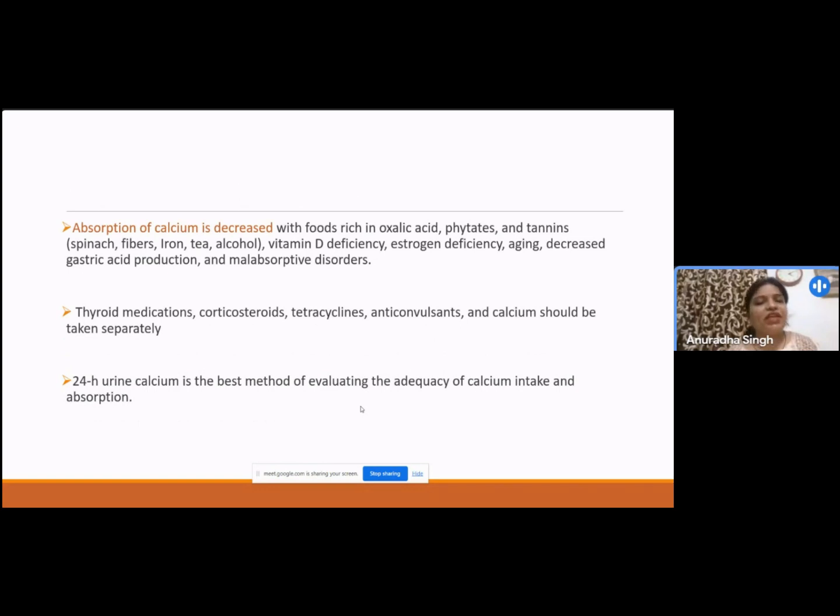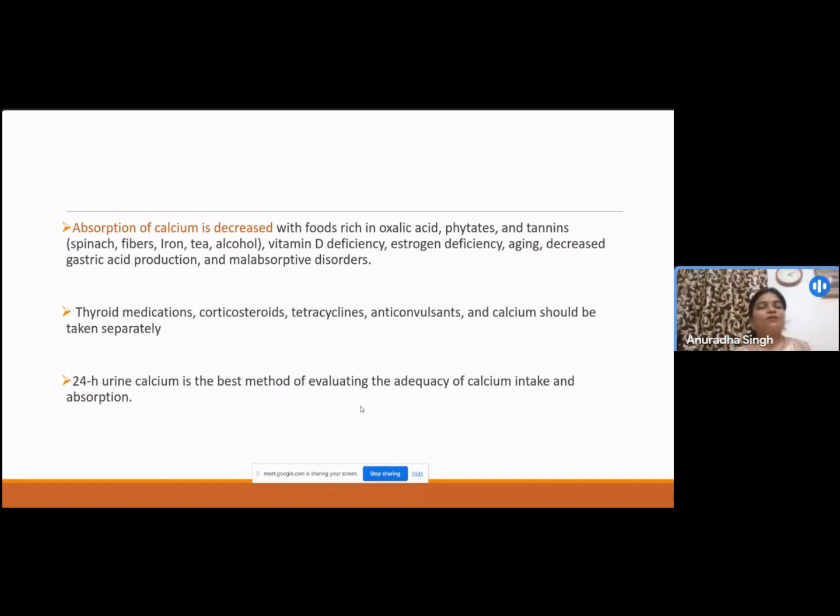Now, an important thing is also to counsel them that absorption of calcium is decreased with certain things, like foods which are rich in oxalic acid, phytates, and tannins, like spinach, fibers, tea, alcohol. In vitamin D deficiency, in estrogen deficiency, in decreased gastric acid production. So the patients who are on antacids, we need to tell them that they have to have a difference between calcium intake and a dose of an antacid.